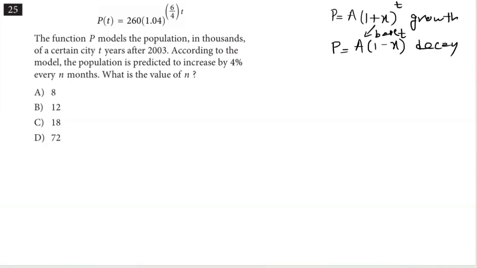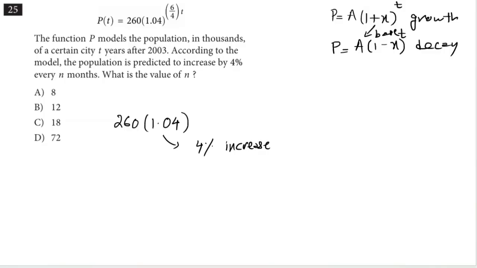They're saying according to the model, let's take a look at this. This is the initial value and 1.04. This already is a 4% increase, if you know what I mean. 100 plus 4 is 104%. So if you multiply 260 by 1.04, it increases it by 4%.